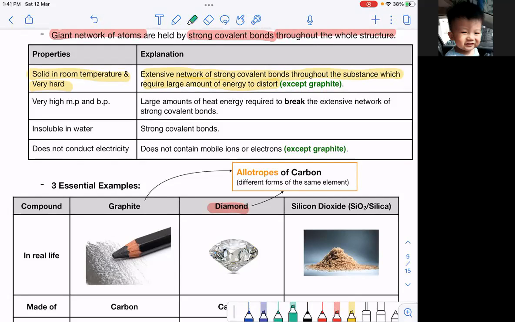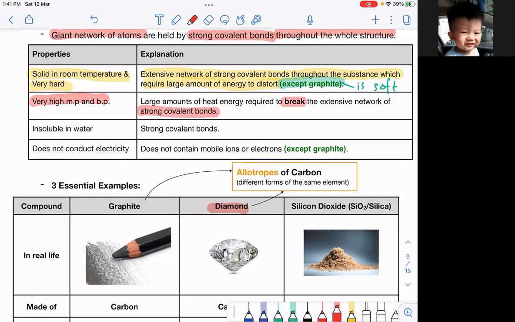Then there's an exception: graphite. Graphite is soft. It's a bit weird, graphite is full of weird things. Later we'll talk about why. So typical giant network atoms are mighty strong, except graphite. Then the second point, quite easy to explain: high melting and boiling points, because covalent bonds are strong or weak? Super mighty strong.